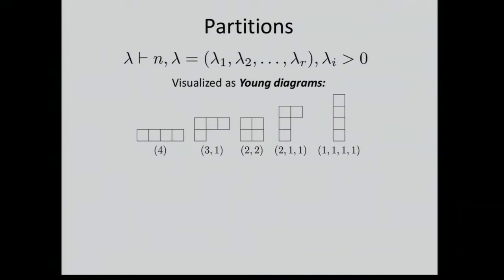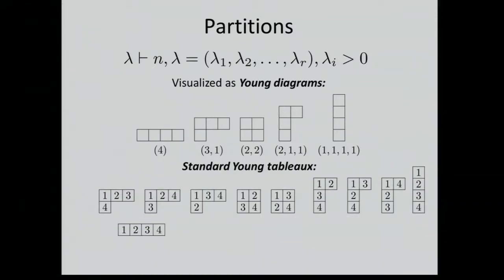You can visualize these as Young diagrams. If you're playing Tetris with this set, you probably do very well. This is for n equals 4, and we get all of these partitions; there are 5 of them. We just take each part, and for each part we give it a row, and in each row we put that number of blocks. These are Young diagrams. And we need to talk about standard Young tableaux.